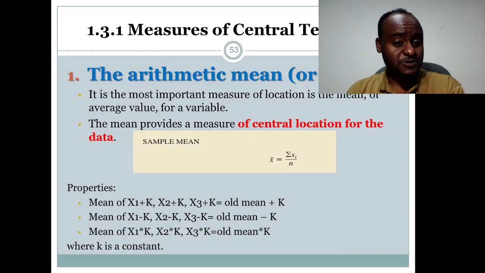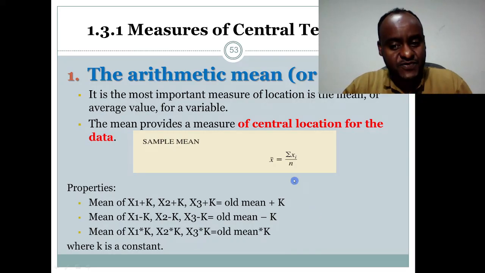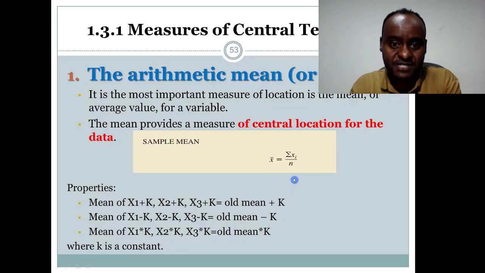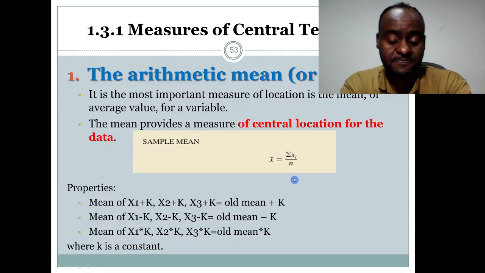So let's talk about one of the indicators of the measure of central tendency, which is the arithmetic mean, or just the mean. It is the most important measure of location. It is the average value of those variables. The mean provides a measure of central location for that data. It is the middle value, the mean. It is the average value for that matter.